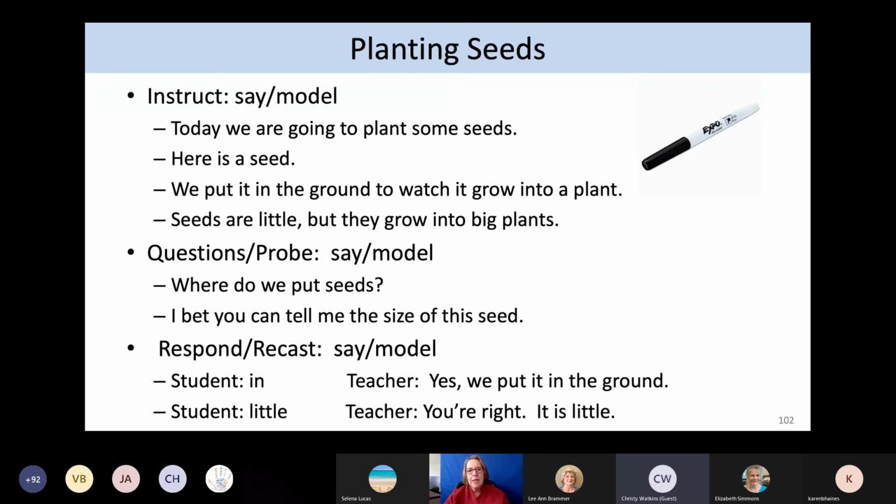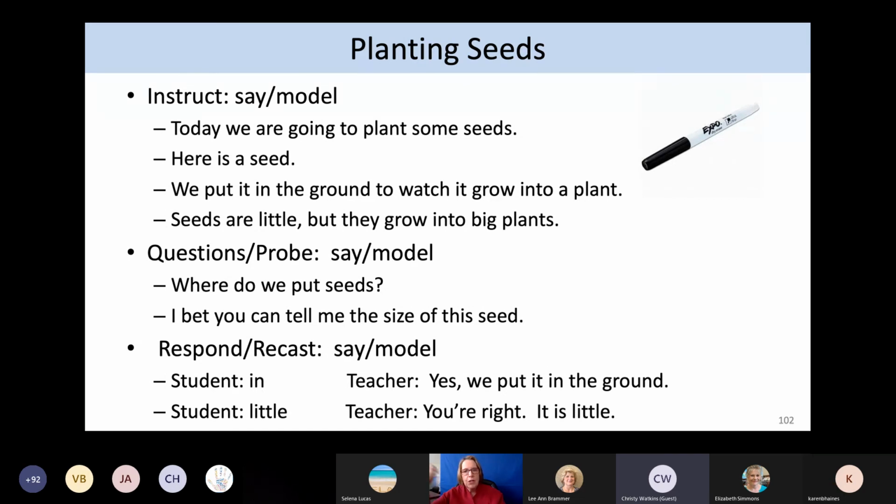So if we're talking about planting seeds, I've been known with teachers to write out a very simple script. What do you think you're going to say? And sometimes I just record it. I just say, just teach me the lesson. Today we're going to plant some seeds. Here's a seed. We put it in the ground. We're going to watch it grow. And seeds are little, but they grow into big plants. She's teaching. And so we go back and listen to what we just said.